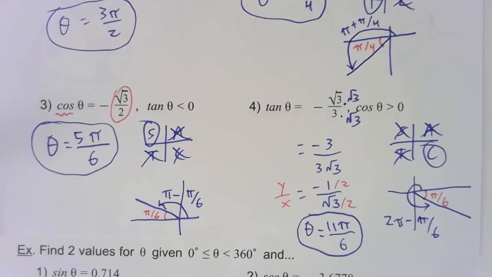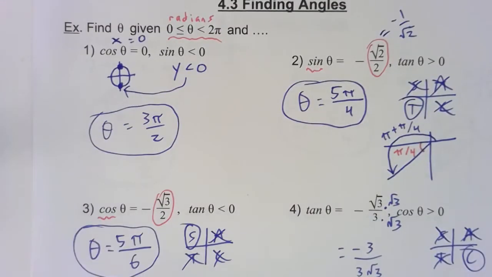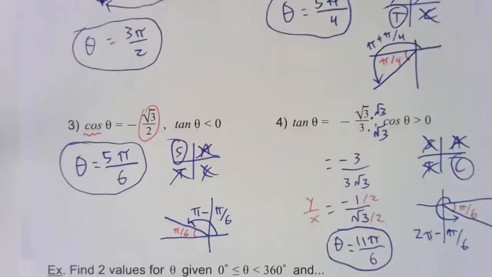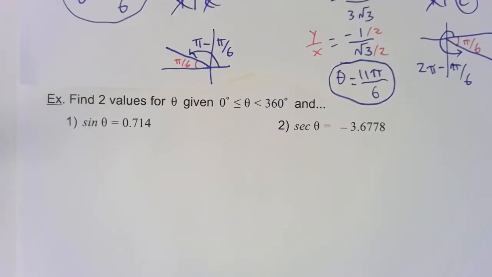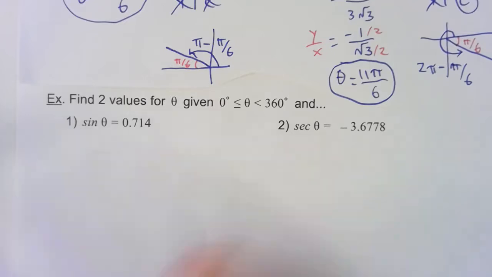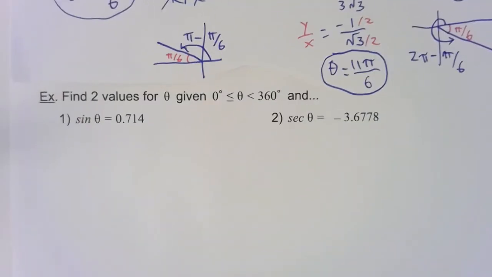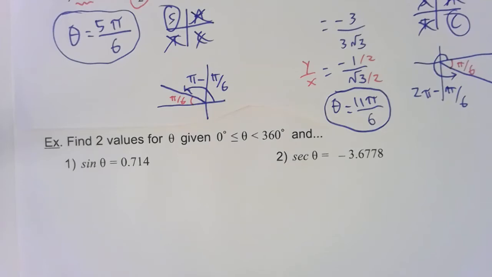These pi over 3, pi over 4, pi over 6 angles, plus any quadrantal angles, we can just know based on our unit circle knowledge. But of course, there's plenty of other ones that we wouldn't just know. I don't know off the top of my head an angle that has a sine of 0.714. And so we're going to need our calculator on these next sets of problems here.